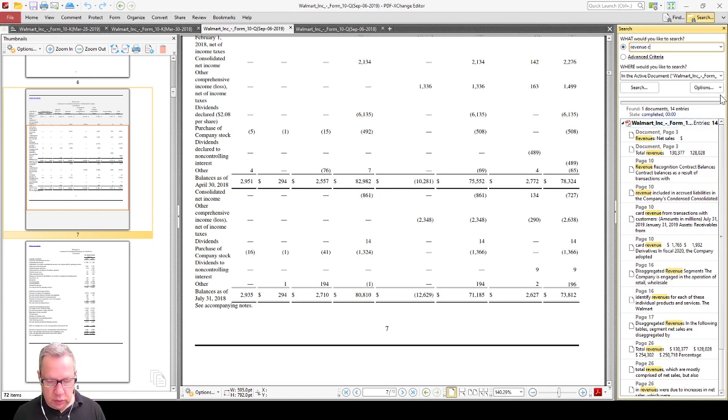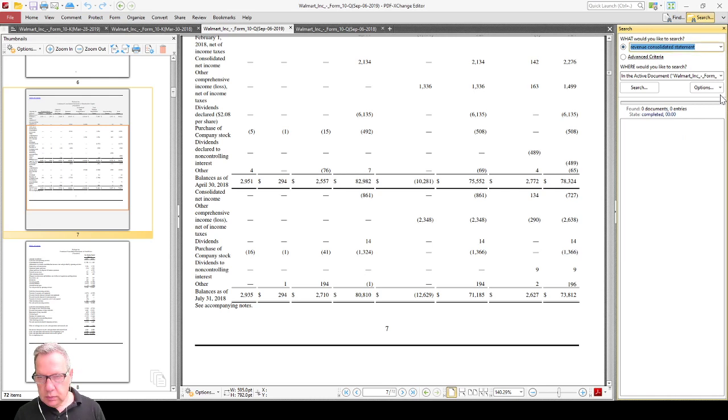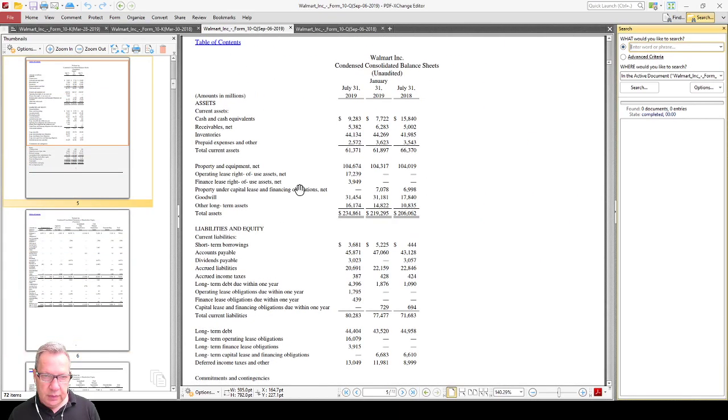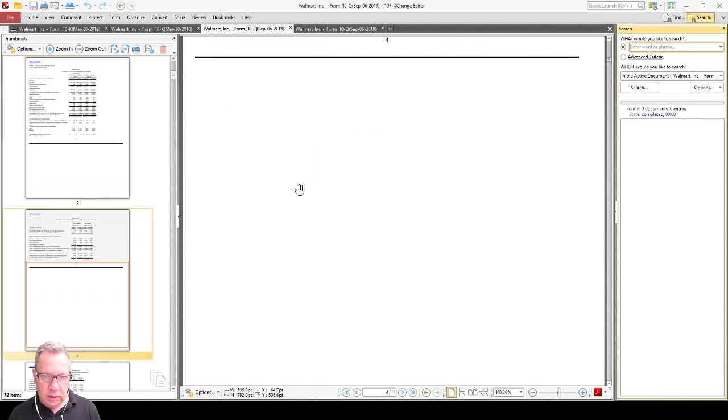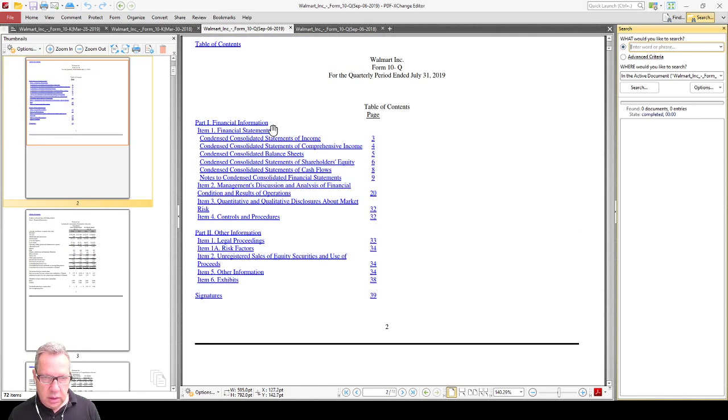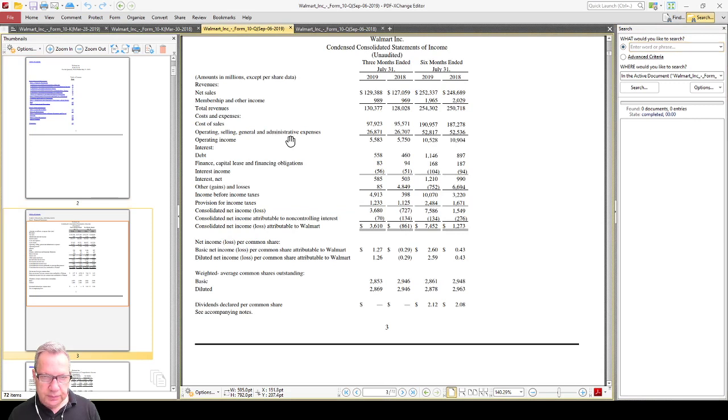All right, so revenue, consolidated statement. Should have found it for me. I'm not sure why. Anyway, those are the search terms I use. Let's see, where are we? Consolidated statements of income. There we go. Okay, so there we go. Consolidated statements of income.